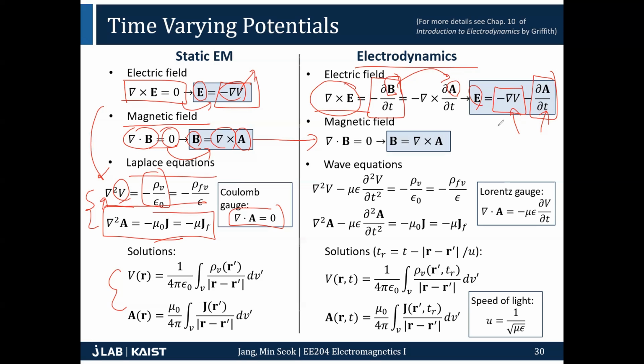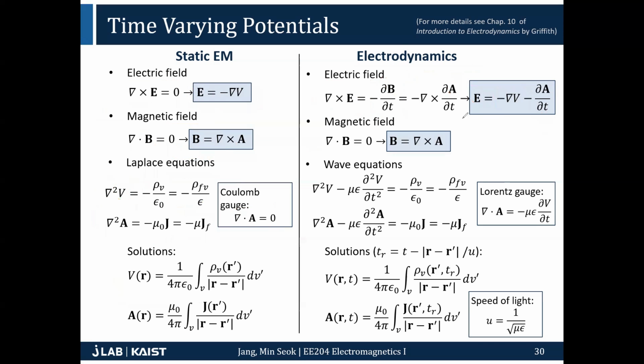So then if you take these two, is there any way to make the equation simple? Well, fortunately, you can do that. Here, you can take another gauge, which is called Lorentz gauge. And as I said, the divergence of A can be chosen arbitrarily. There's no problem doing that. So in this case, you choose the divergence of A to be this, which is called Lorentz gauge.